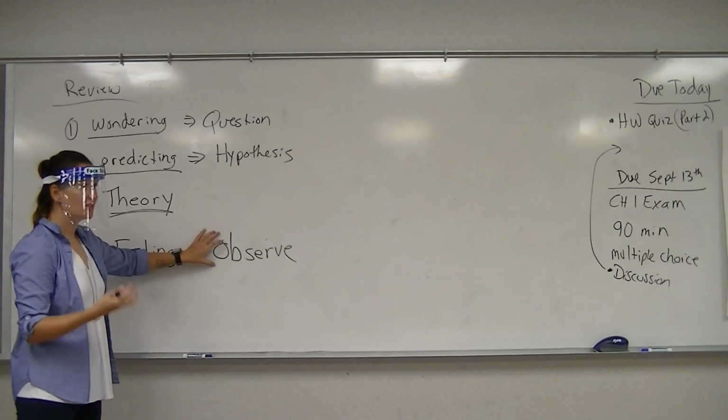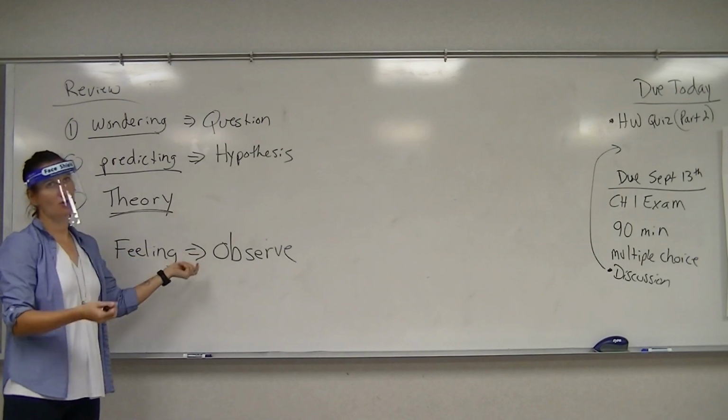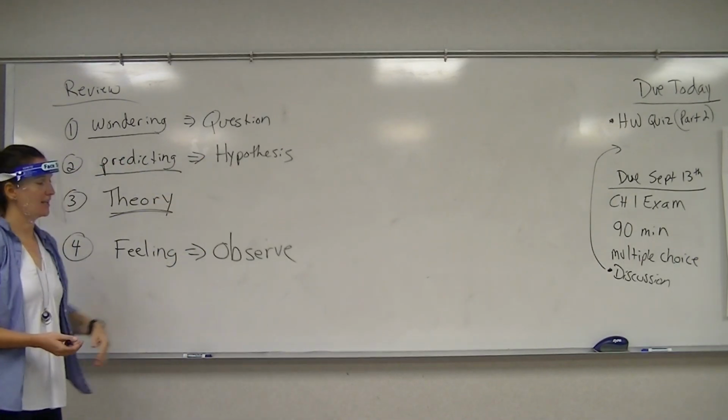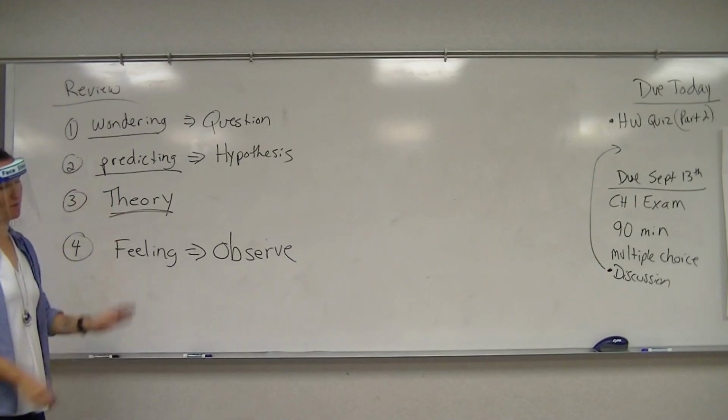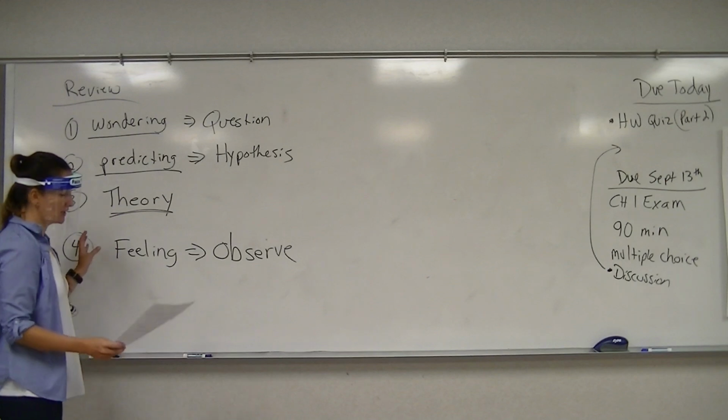So once you feel it, you observe it, then you might come up with a question. Why is the texture grainy? From there you would guess why, an educated guess, and we run the hypothesis, so on and so forth. So that's how we're going to be using the scientific method.